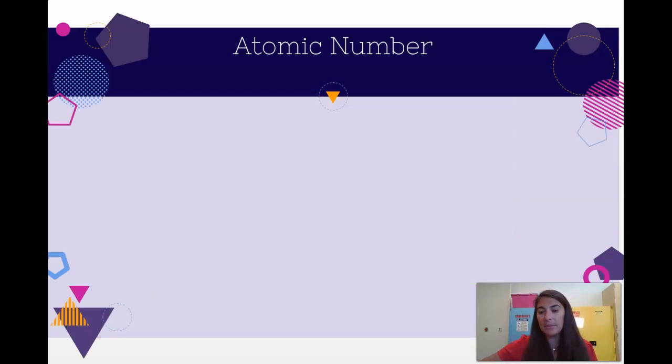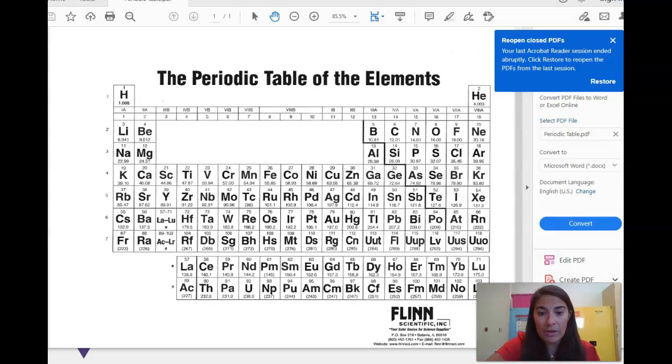Okay, so atomic number. Atomic number is something that is located on the periodic table, so let's pull that up. When you look, you see 1, 2, 3, 4, 5, 6, 7, 8, 9, 10. Those little numbers that are in order as you go through the periodic table are your atomic numbers. The atomic number for nitrogen is 7. The atomic number for oxygen is 8.